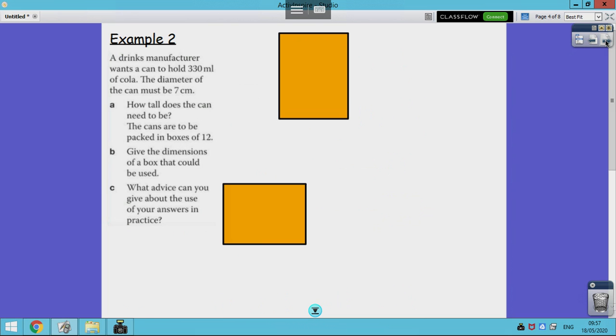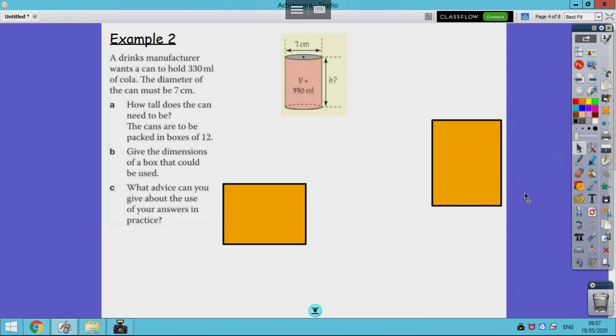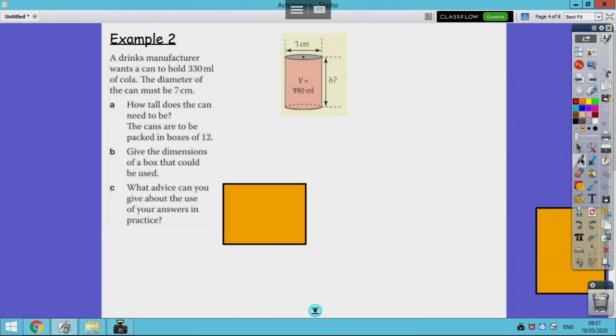A drinks manufacturer wants a can to hold 330 millilitres of cola. The diameter of the can must be 7 centimetres. How tall does the can need to be? Here we've got an example drawing of what the can might look like. You could draw a little drawing for yourself so we can fill in what information needs to be there.